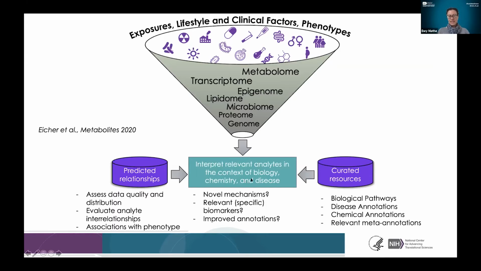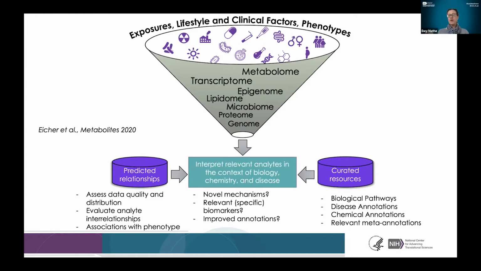And in order to get to this point, there's two approaches that can be made. And here they're depicted as independent, but they're actually coordinated. So one approach is to start predicting relationships. And this involves assessing the data quality and distribution, evaluating the analyte relationships, and also associating those relationships with phenotype. And the other aspect is bringing in curated resources.